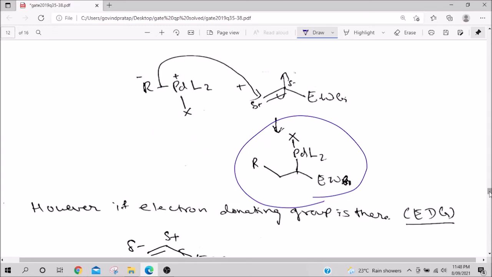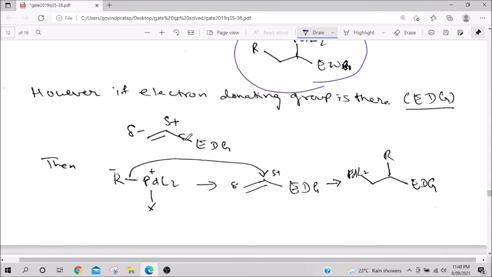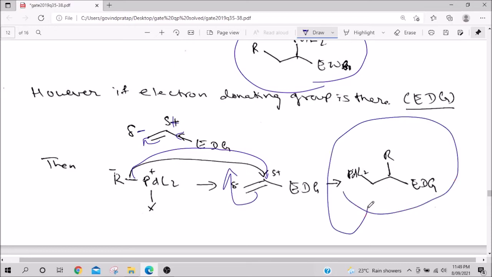But when you have electron pumping group or electron donating group, then what happens? See, it pumps electron here, pushes electron towards this side. So this one gets negative polarity and this one gets positive polarity. So because it is having positive polarity, the R minus will go and attack here, and this comes here, and this will attack the palladium. So this is what guides the Heck reaction, and this is where most of the mistakes happen in competitive examinations, because we are not very sure where to attach R and where to attach the palladium. After that only elimination takes place. Fine.